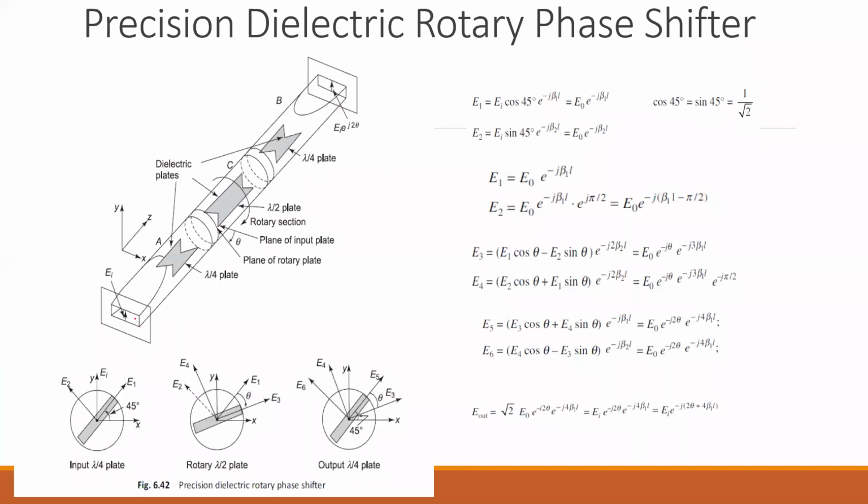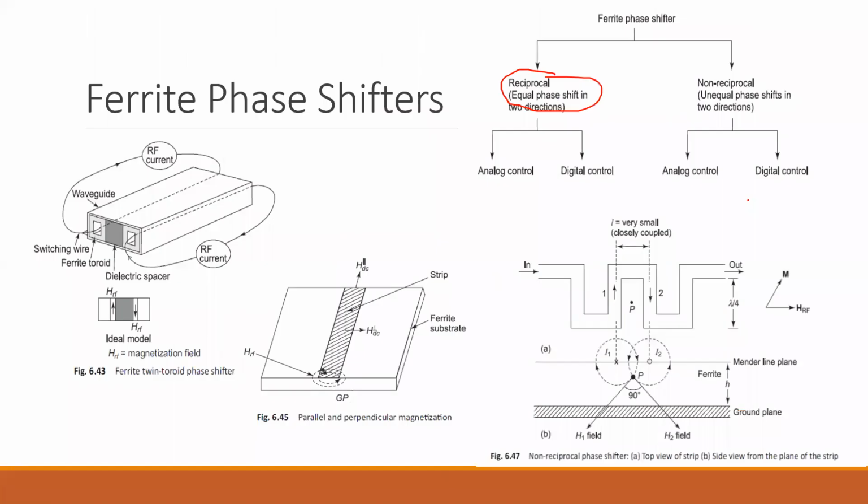If you give the input at this end and obtain the output at the other end, say you get EI times e raised to j 2 theta. For the same device, if you provide the input at the other end and observe the output, you will get the same result, EI times e raised to j 2 theta. Because of this, these devices are called reciprocal devices. The dielectric phase shifter we have seen is actually a reciprocal phase shifter.